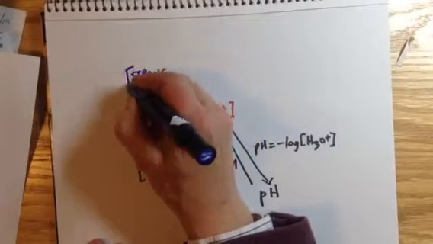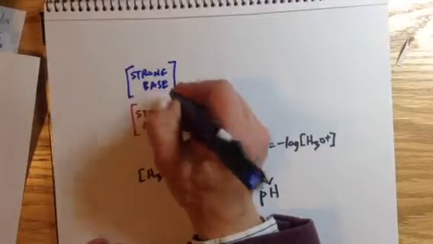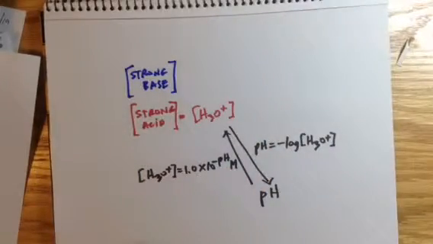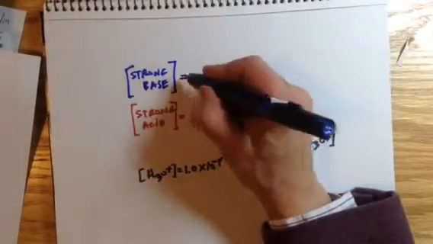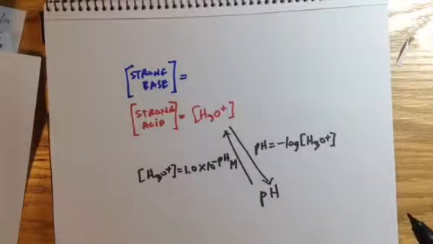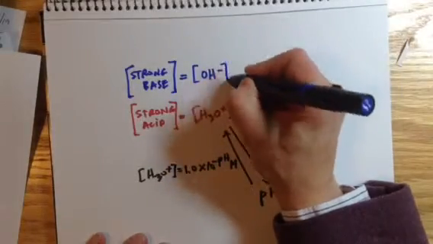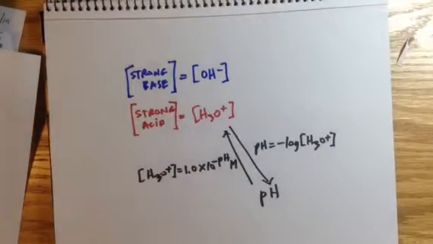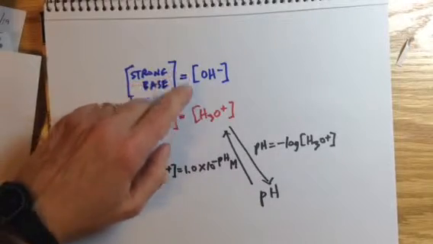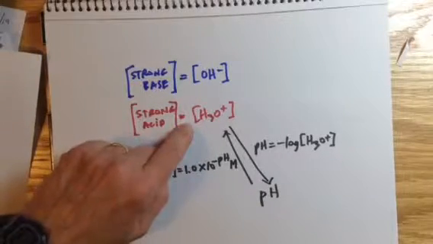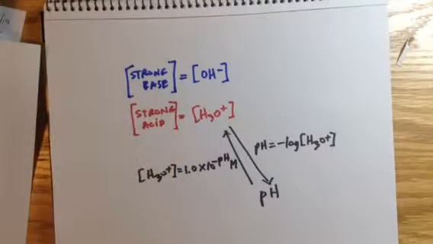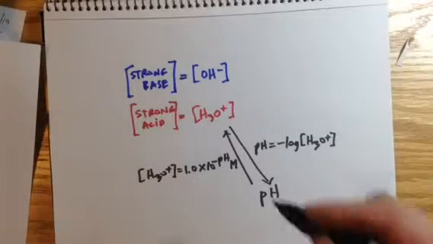If you go ahead and calculate the concentration of that solution, if it's something like sodium hydroxide or potassium hydroxide, it will dissolve completely, and that will give you the concentration of the hydroxide. But still, you've got to figure out the hydronium in there because pH is dependent on hydronium. So how are you going to do that?